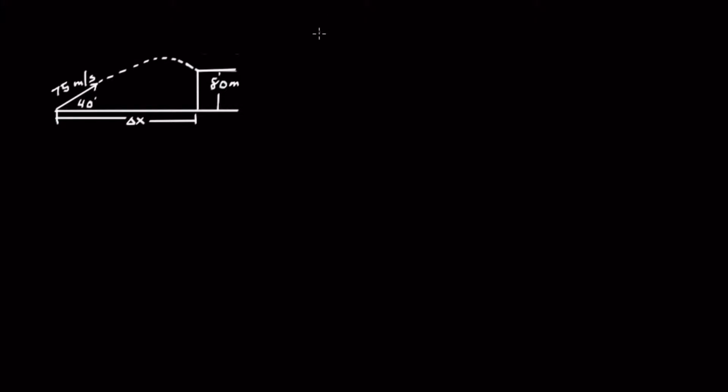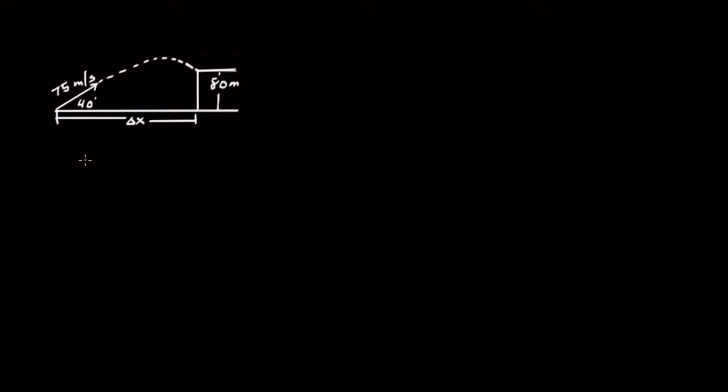So here we can see that this is a projectile launched at a 40-degree angle with the horizontal at a speed of 75 meters per second. And here it lands on top of some structure that's 80 meters tall. So it lands on top of a hill or whatever. And the question is, how far away is the hill, its landing point atop this 80-meter structure, from its launch point? So that's what you want to find. That's delta x. How far did it travel horizontally to get to the top of that hill?